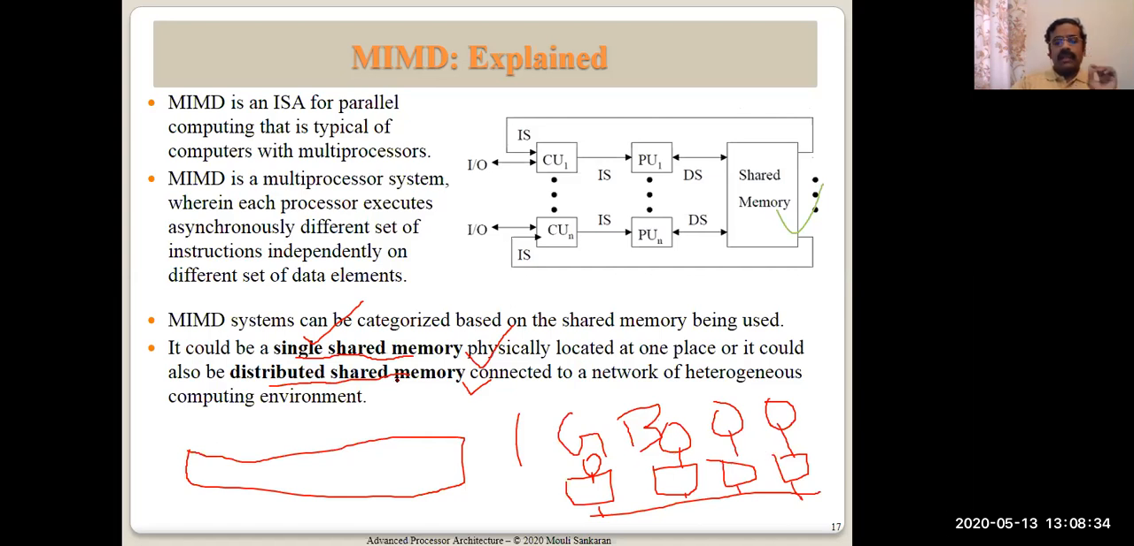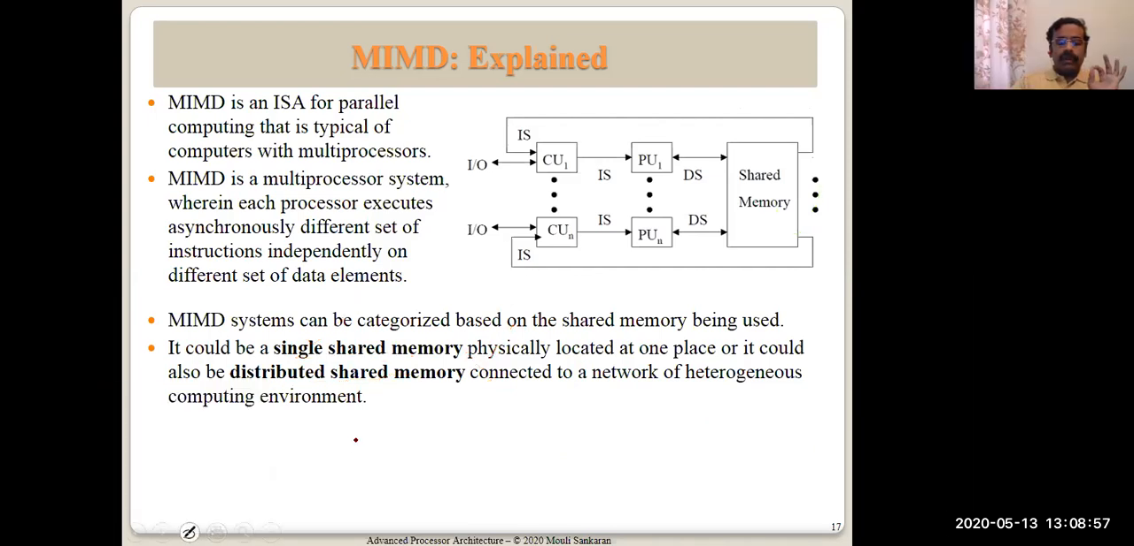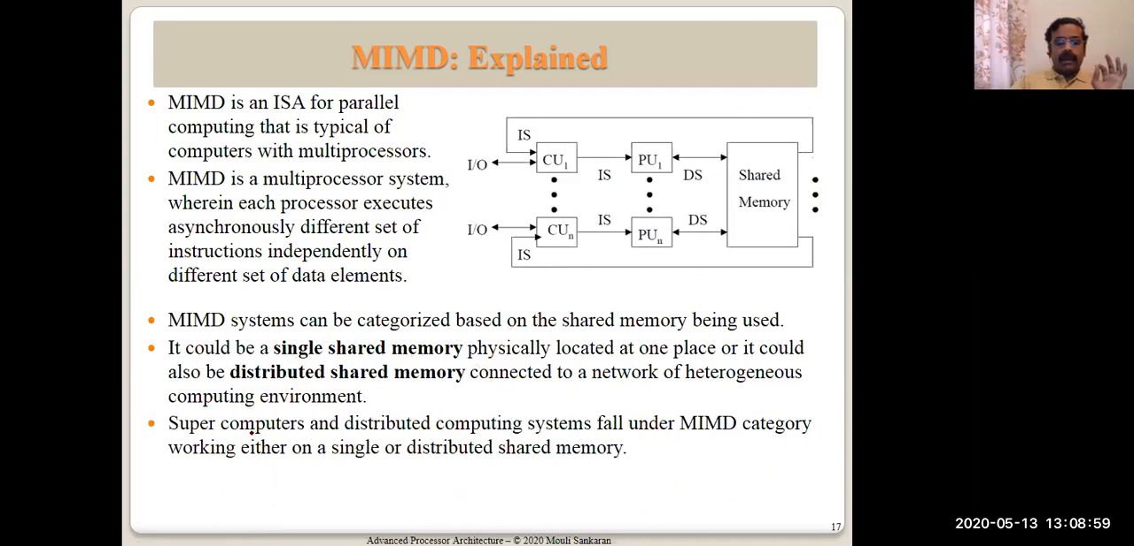This is a rough picture. So I can distribute the shared memory of 1 GB over different locations. When I say different locations, it means it is not connected to the same data bus with the same length. All the different processors are not connected to the memory identically. They are distributed. We'll see that shortly. All supercomputers fall under this category.